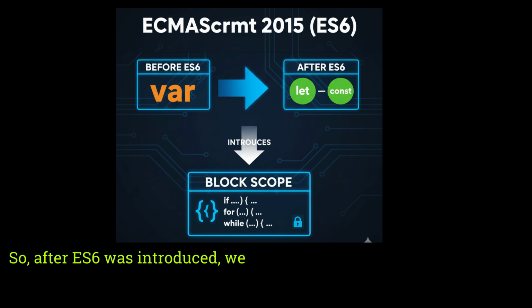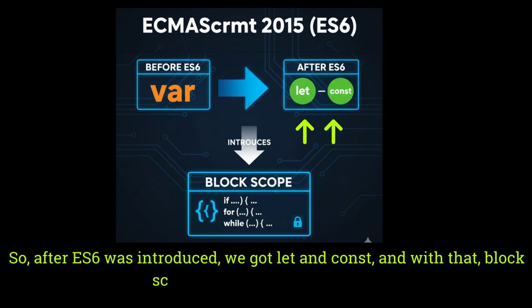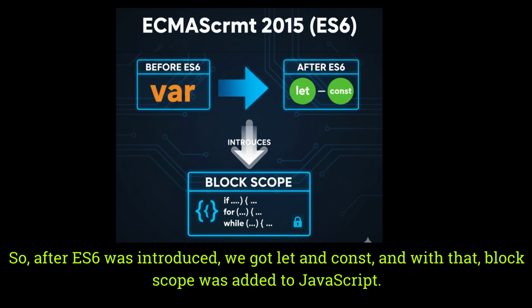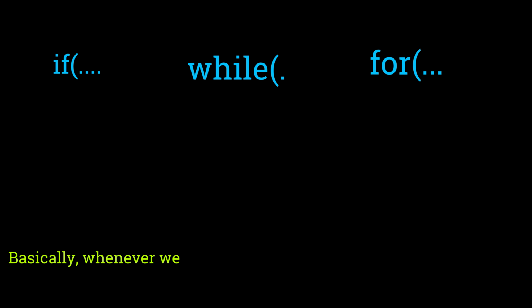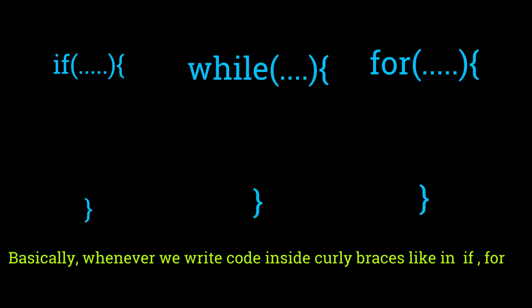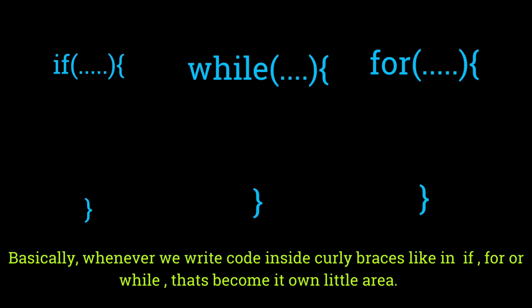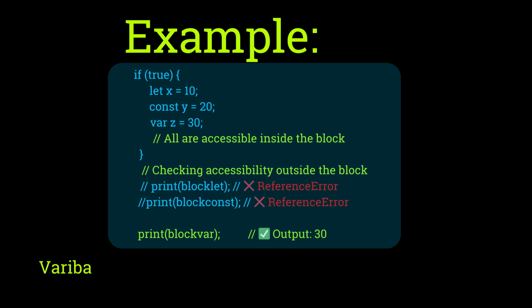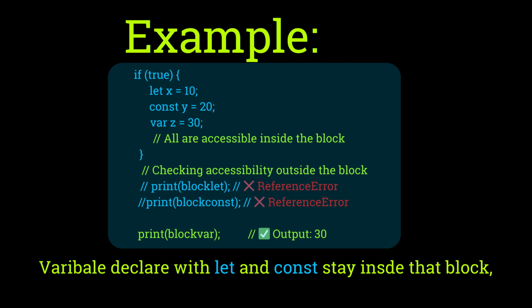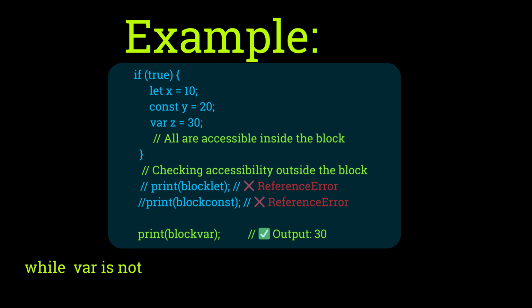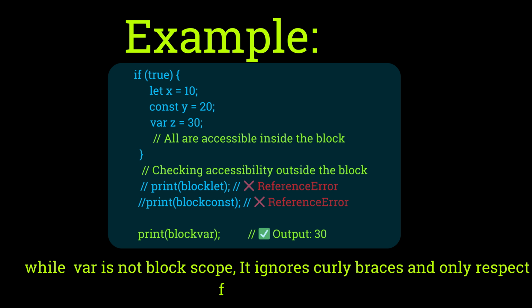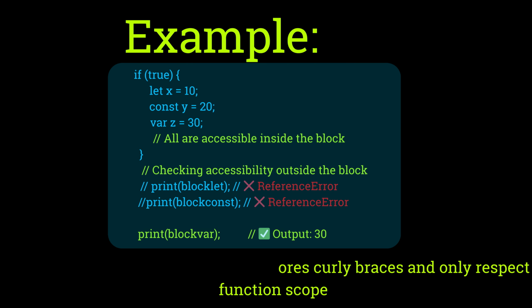So, after ES6 was introduced, we got let and const, and with that, block scope was added to JavaScript. Basically, whenever we write code inside curly braces, like in an if, for, or while, that becomes its own little area. Variables declared with let and const stay inside that block. While var is not block scoped, it ignores curly braces and only respects function scope.